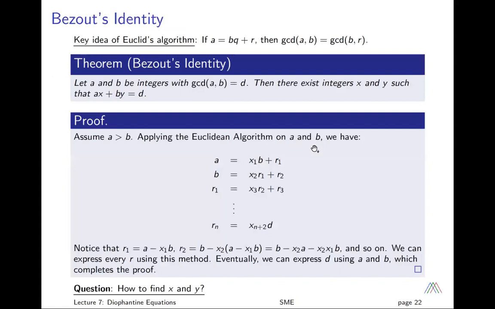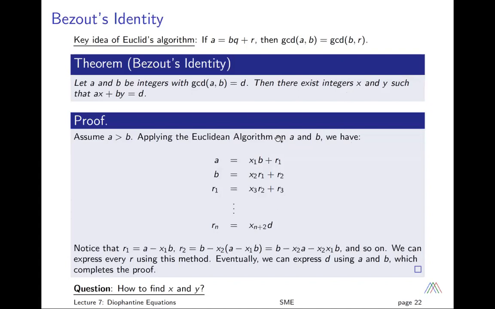So then next we're going to talk about Bezout's identity. The theorem, which is called Bezout's identity, is that we first have 2 integers, a and b, and we call their greatest common divisor d. Then there exist integers x and y, which can be negative, such that ax plus by is equal to d, which is the GCD of a and b. So the proof of this identity.